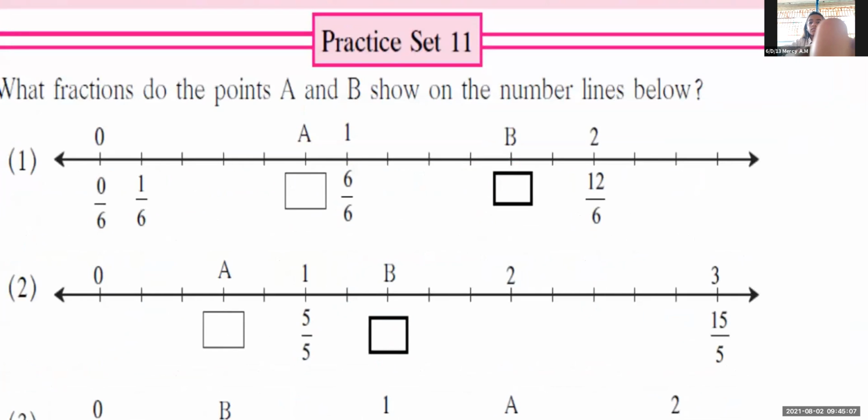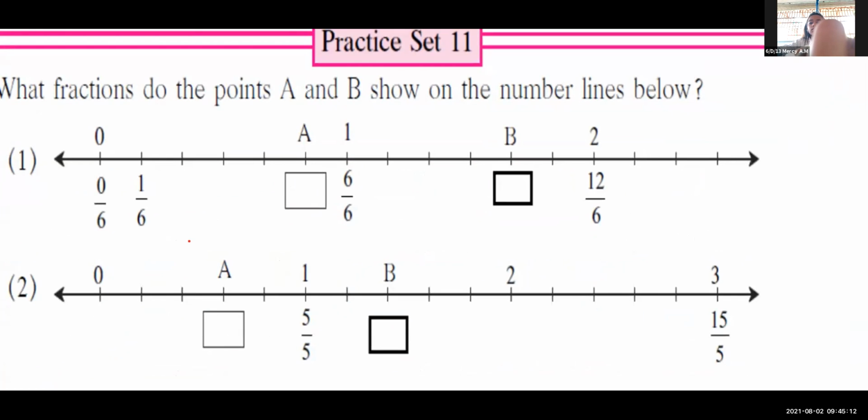Okay, now what fraction do the point A and point B show? Point A and point B are shown over here. You have to write down which number will be shown on point A and B. Now explain here, what is the denominator given? What is the denominator given here? Yes, very good. It is given as 6. So the number will start from 0 upon 6.